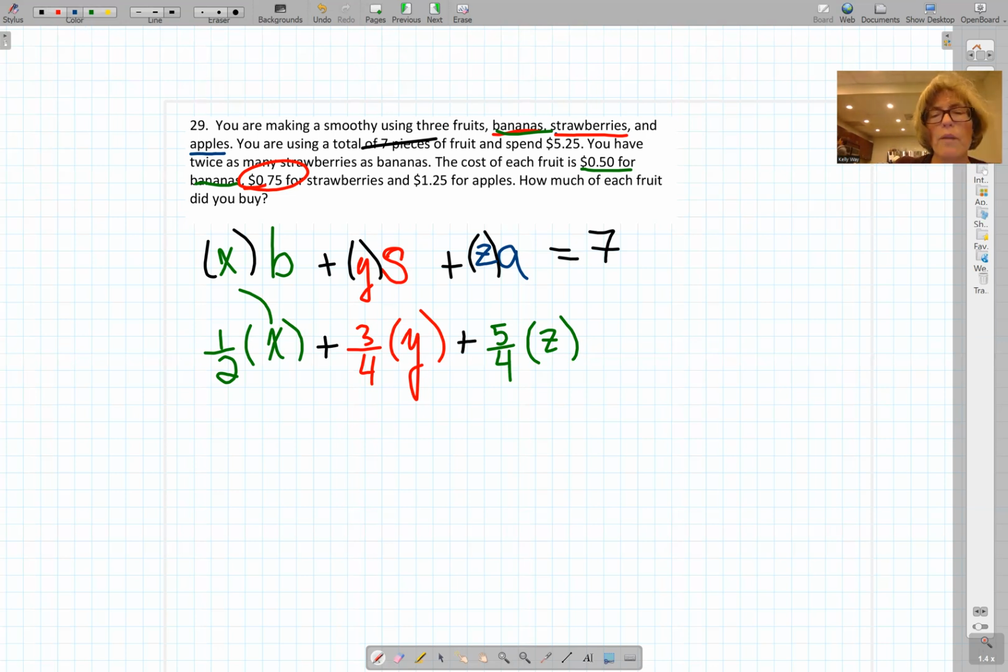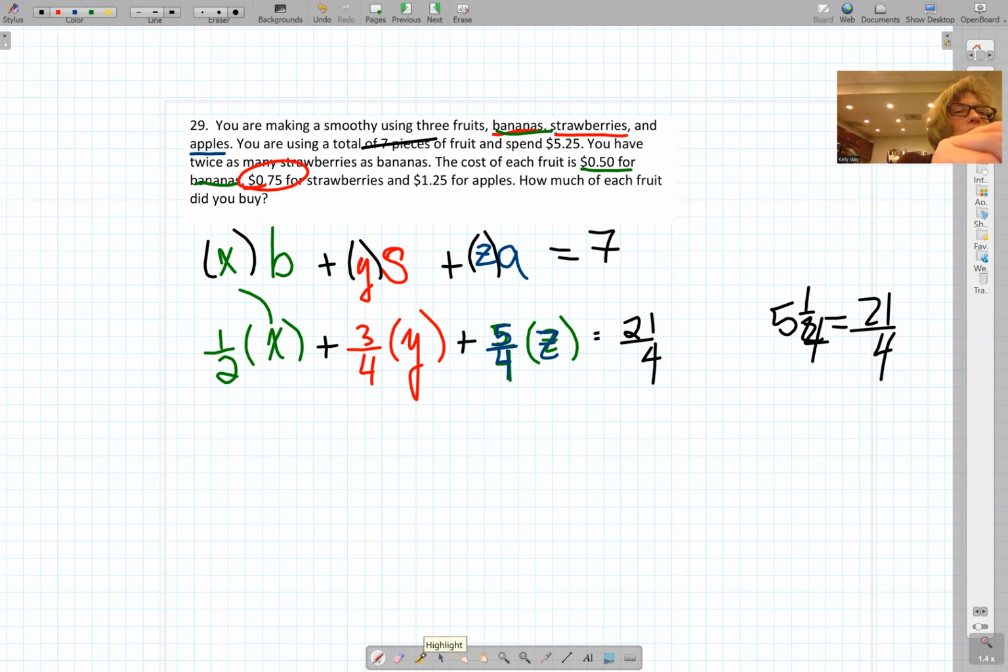Whatever that, oops, I'm using blue for apples, 5/4 Z, and that gets us a total of $5.25, which I'm going to translate to 5 1/4, excuse me. 4 times 5 is 20 plus 1, so this is 21/4. So I'm going to change this to 21/4. I'm going to take these away because honestly, this is not going to be useful to what we're doing. So our job is to solve for the variables X, Y, and Z.